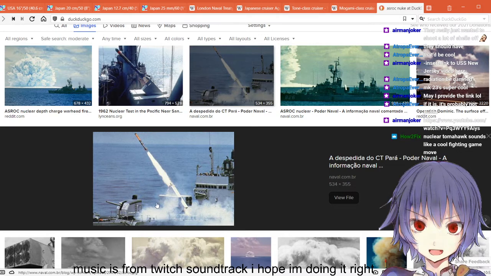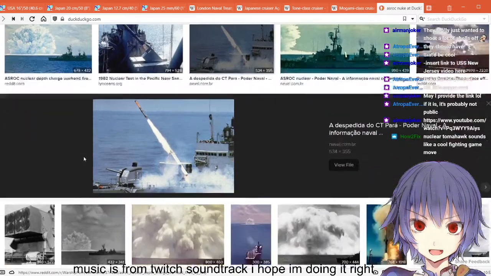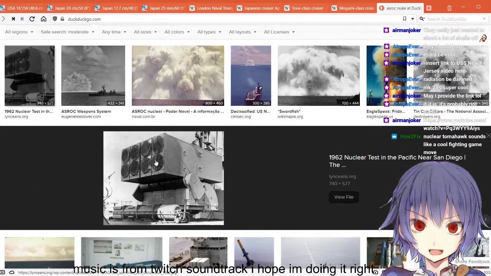There's a ship with the ASROC firing one off. As you can see, the sets of 2 cells independently elevate, which is neat. It's one of my favorite weapon mountings. Like, look how cute that is. That's cute. Cute little box.